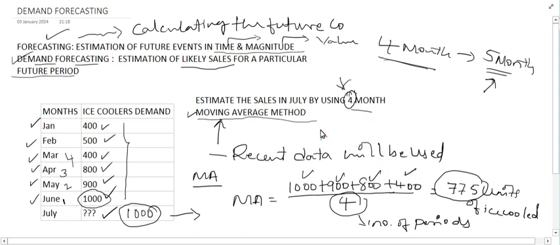If you consider 3 months, the last 3 months' average, then this estimated value for July will change. So this is how you can apply the moving average method, which is called a quantitative method in demand forecasting. This is how we can calculate the future sales by using the moving average method. I hope you have understood the problem and the concept, and I will come up with a similar method in the next video. So thank you for watching.